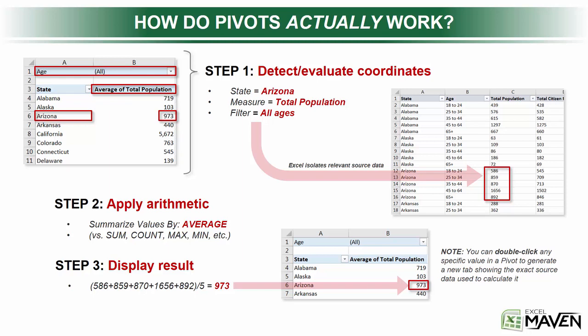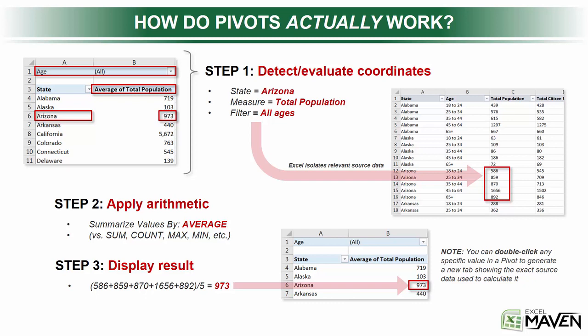So to wrap up this Pivot Table 101 section, I wanted to include one lecture to talk about how pivot tables are actually working. So in other words, when you pull back that curtain, what exactly is Excel doing behind the scenes to populate these values?